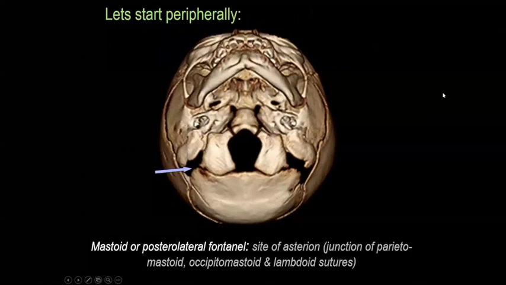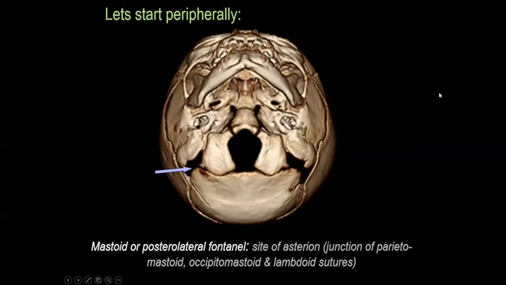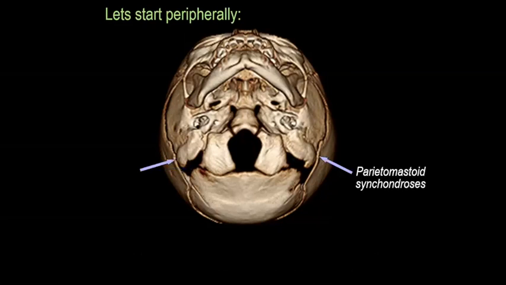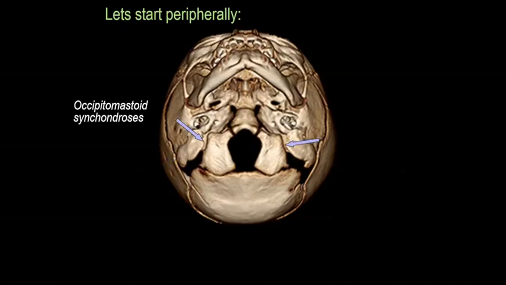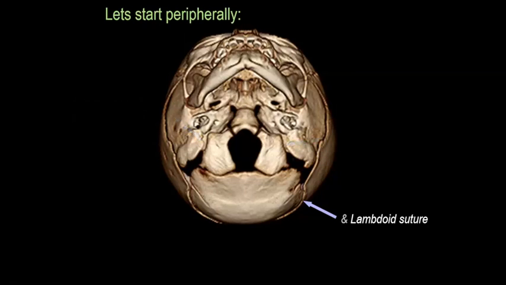Let's start peripherally. Here are the mastoid or posterolateral fontanelles, the site of the asterion, which is the junction of the parietomastoid, occipitomastoid, and lambdoid sutures. Here is the parietomastoid synchondrosis. Here is the occipitomastoid synchondrosis. Here is the lambdoid suture.